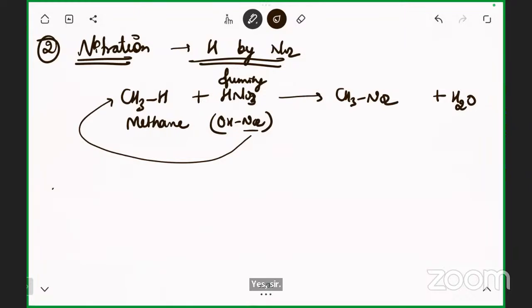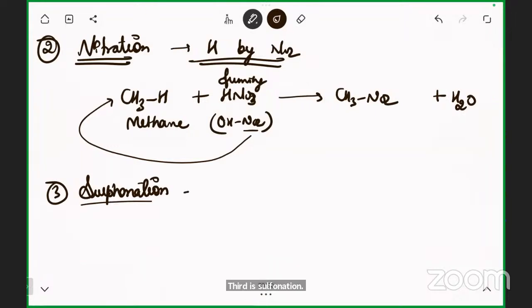Then sulfonation, third, is sulfonation. In sulfonation, we react with H2SO4, in which the H gets replaced by SO3H. Generally, this reaction occurs in the presence of SO3. So see how the reaction occurs.